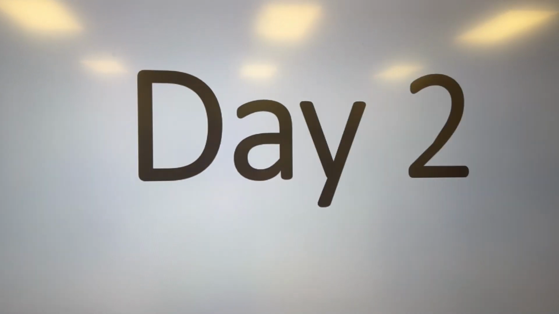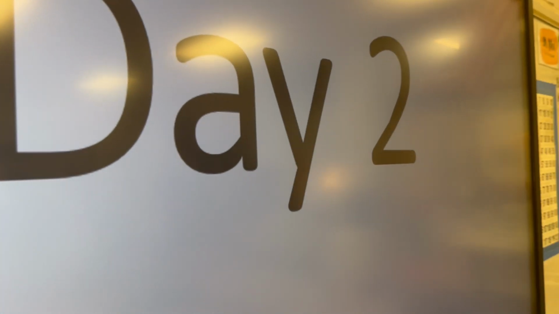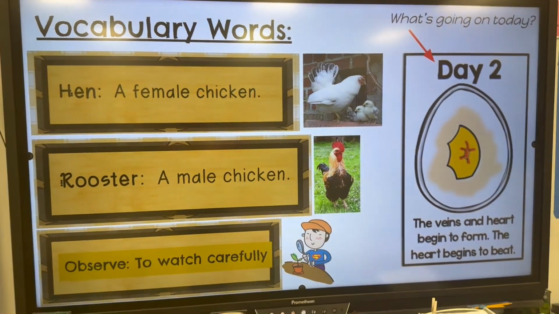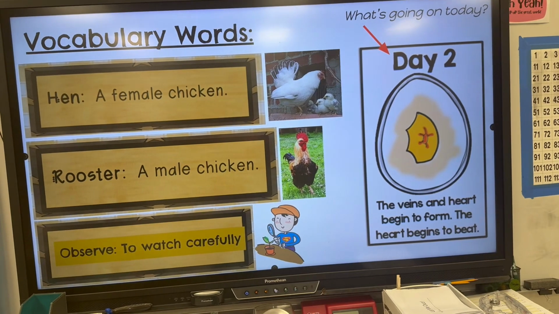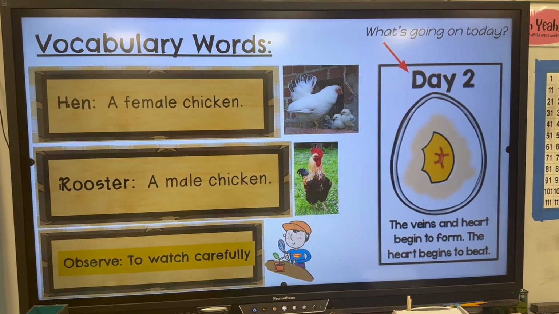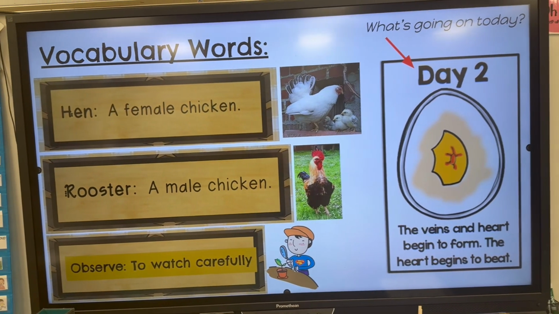Today is Tuesday, April 15th, 2025. It is day 2 of our life cycle of a chicken unit. Today, we're going to be looking at 3 new vocabulary words and seeing what is happening inside the egg with the embryo for day 2. So first, let's look at our 3 new words.